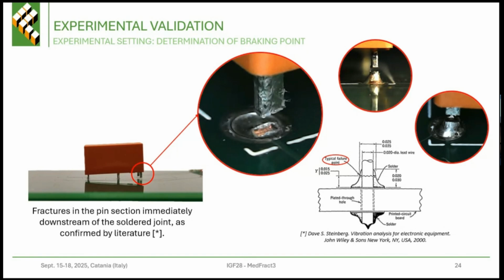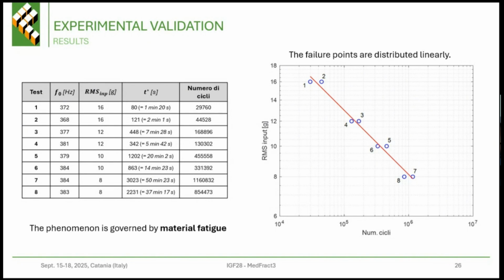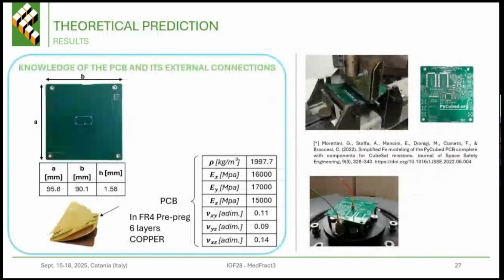this approach, validated it. So if we put the experimental tests in a graph where we have the RMS value in input and the number of cycles, we can find that the failure points are distributed linearly, and this is due to the phenomenon being governed by the fatigue of the material. So it's like a Wheeler curve of the material.